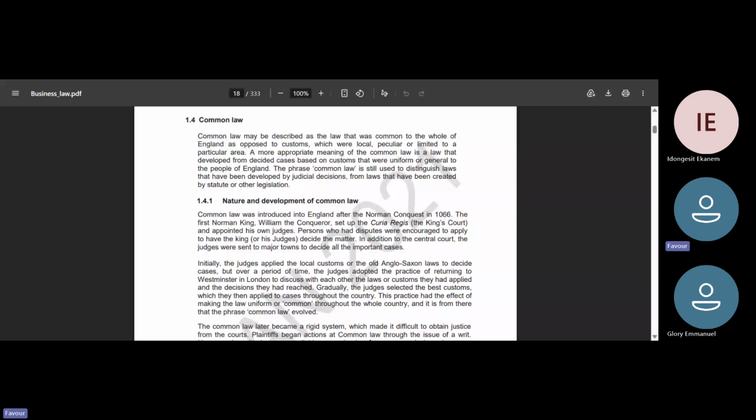Like I said earlier, the common law is common to the entire England, right? So it's not a particular custom or a particular tradition, or limited to a particular people. And it's still used to distinguish laws that have been developed by judicial decisions. That means laws that came about from decisions taken in the law courts, as opposed to those that were statutes or written. Statutes are those that were looked into, written down, and passed into law. But these ones are like, this was what was decided before, and based on what was decided before, this is what is considered fair.